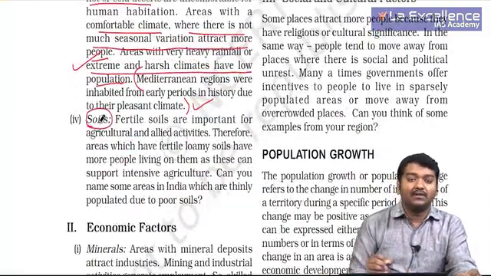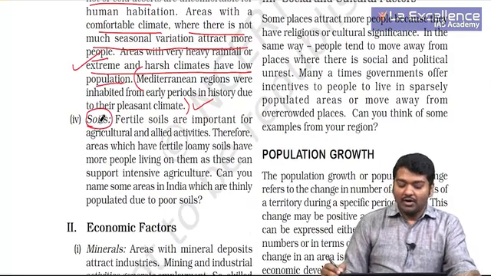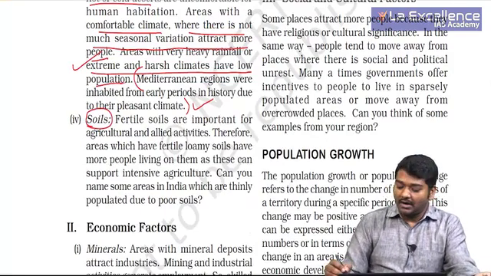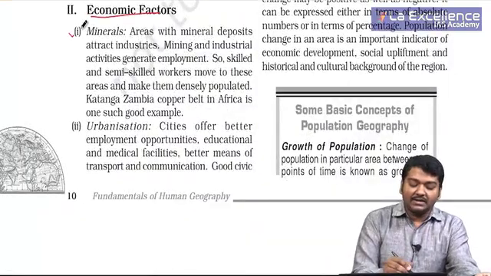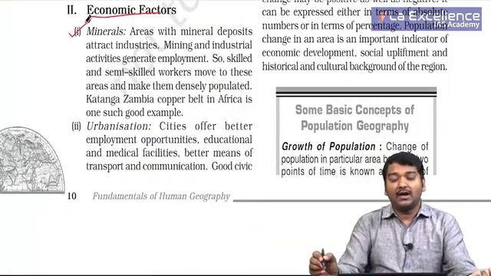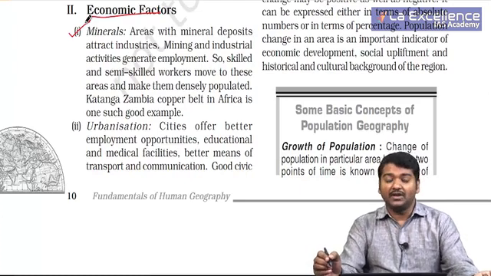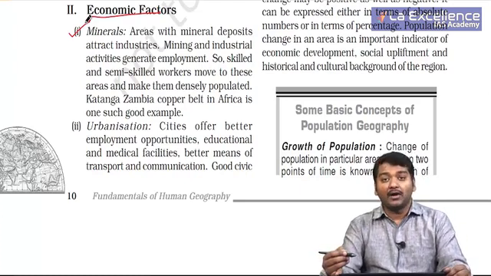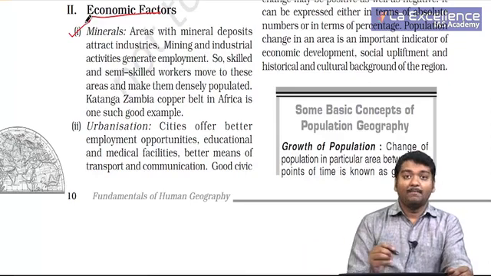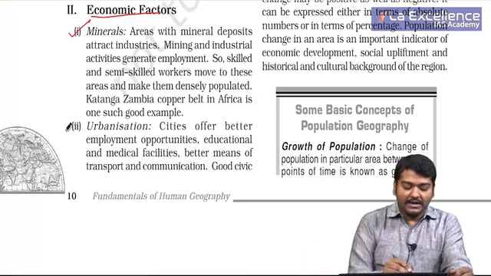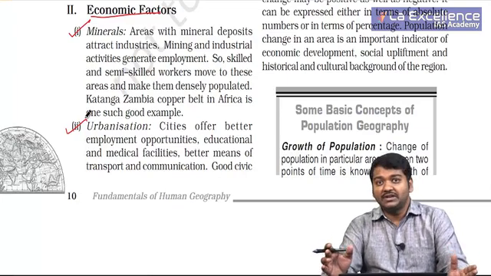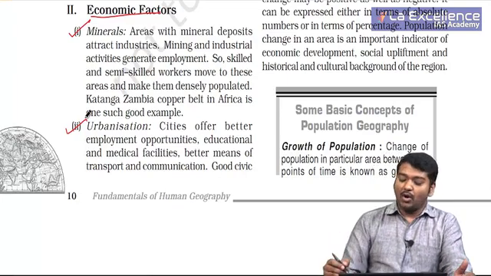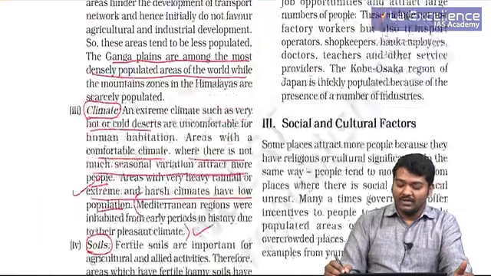Soils, fertile soil will attract more people. And economic factors: if minerals are there, like in South Africa, even where deserts are there, you can see population around them mainly because of the minerals present there. Urbanization, if cities develop, and job opportunities, if industrialization takes place, that also leads to a lot of population.